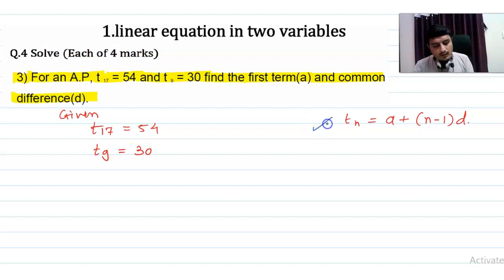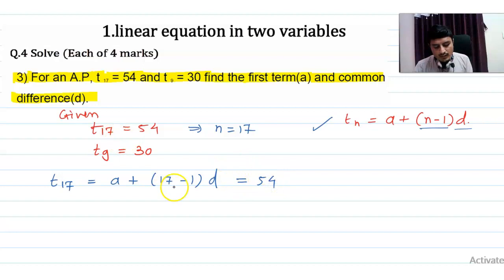So as per the formula to evaluate the nth term in an AP, we have T17 equals, now here the n value is 17, keep in mind. So we are getting T17 equals a plus n value 17 minus 1 into the common difference d, and this value of T17 we have given as 54. So once we simplify the given equation in terms of variables a and d, we are getting a plus 17 minus 1 is 16 times d, that equals 54. Let's call it equation number 1.